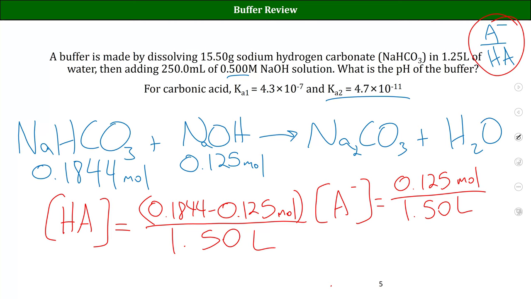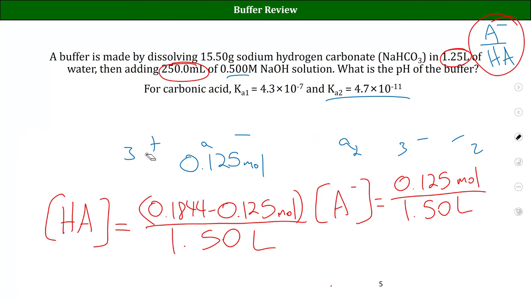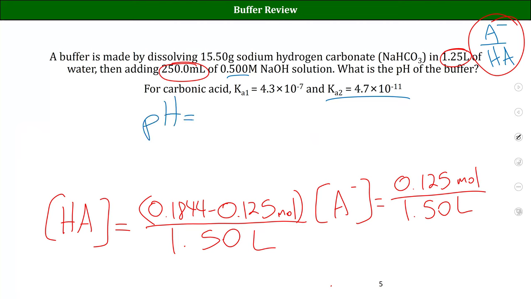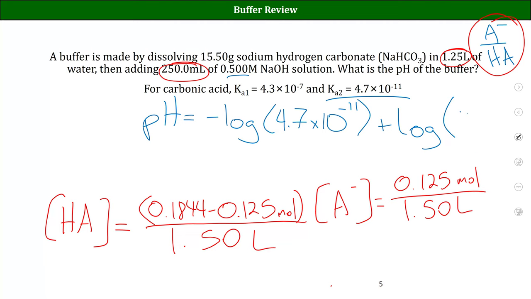The 1.50 liters, where is that from? Oh, you're adding that. We added 1.25 liters originally, and then we added 0.25 liters to it. So to get a final answer here, final pH is going to be negative log of Ka2 plus log of 0.125 moles.